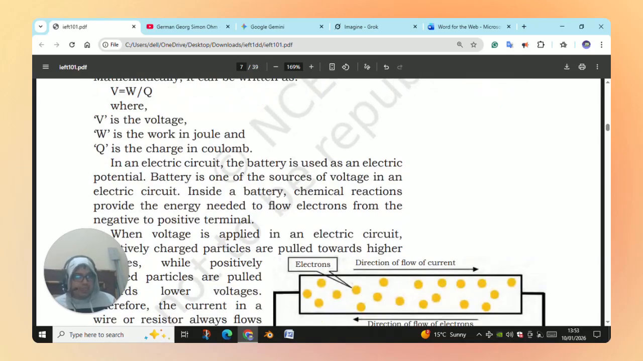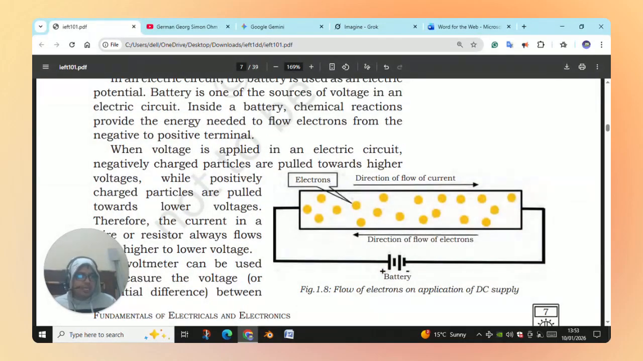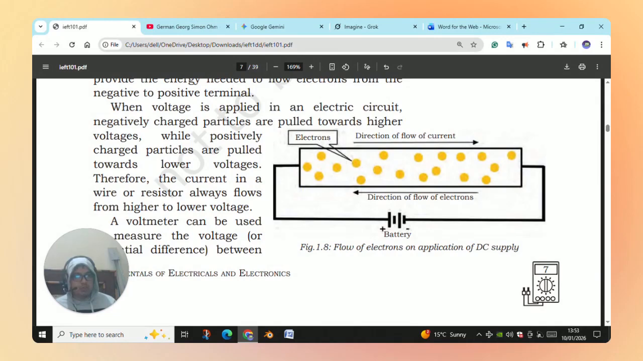In an electric circuit, the battery is used as an electric potential. Battery is one of the sources of voltage in an electric circuit. Inside a battery, chemical reaction provides the energy needed to flow electrons from negative to positive terminal. When voltage is applied in an electric circuit, negatively charged particles are pulled towards higher voltage, while positively charged particles are pulled towards lower voltage.